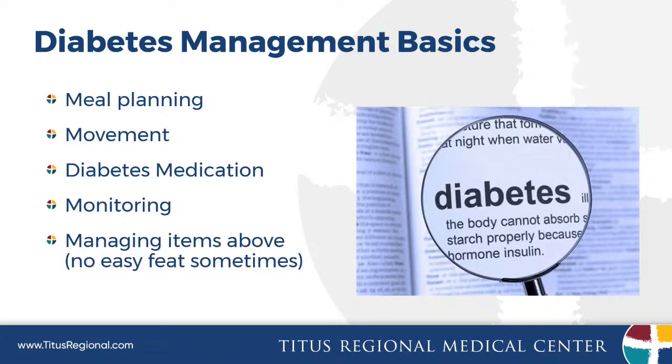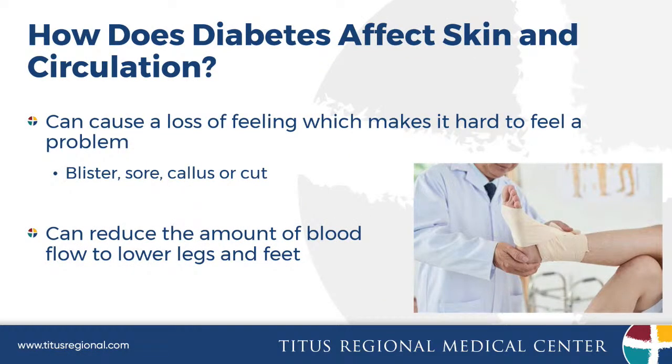Blood sugar monitoring is so very vital to diabetes management because we don't feel blood sugar. So if we're elevated, we might not know it. If we're monitoring, whether it be by finger stick, with a glucometer, or if we're wearing a CGM, it's a vital step to managing blood sugars. Of course, I put managing these items above, which sometimes is a challenge. So diabetes is an ongoing, treatable condition, but it takes several steps and a little know-how to take care of diabetes. So how does diabetes affect our skin and circulation?